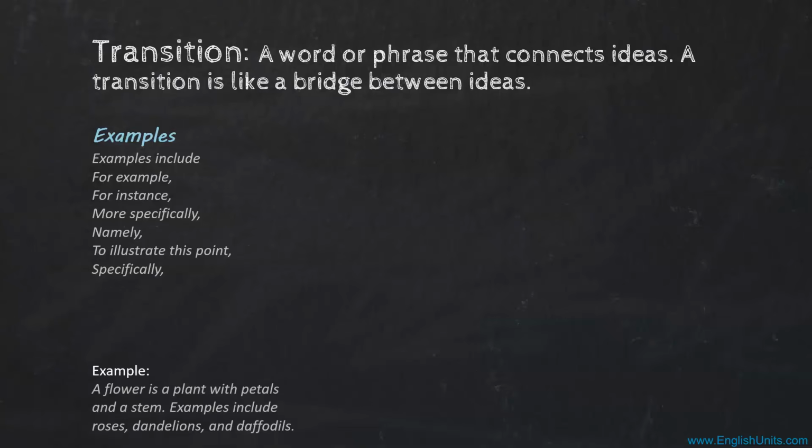Here are a few sentences connected by one of these transitions. A flower is a plant with petals and a stem. Examples include roses, dandelions, and daffodils. Do you see our transitional phrase? Our transitional phrase's examples include. This shows us specific examples of that concept.